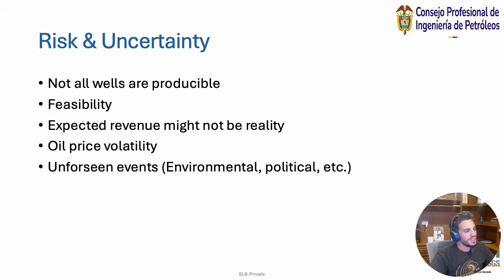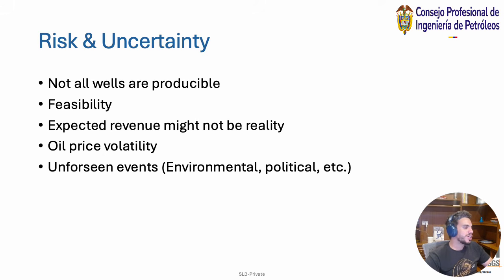So risk and uncertainty is just the nature of oil and gas. So it must be within the nature of petroleum economics, and it must be something that petroleum economists are aware of and take into account when they're working on projects, right? So, like we said, not all wells are producible, and if wells are producible, not all are feasible. And when we say feasible, we mean feasibility in terms of the money value, that it could be uneconomic to produce from that well, right? It might not be profitable.